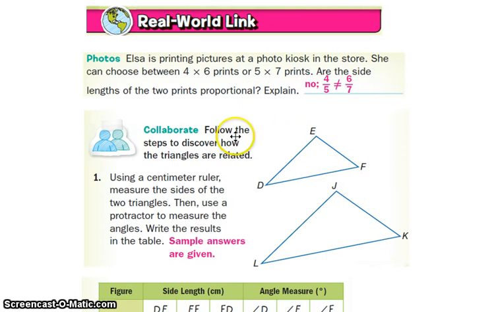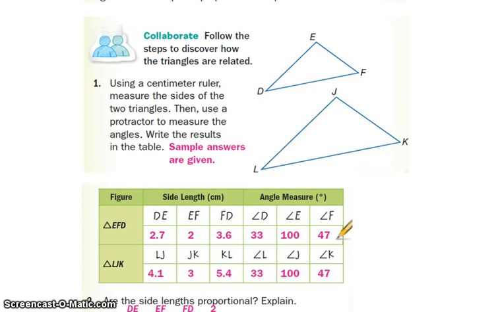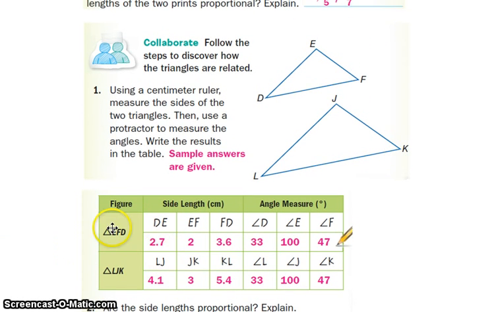All right? Let's look at the first problem down here. Use a centimeter ruler, measure the sides of the two triangles. Then use a protractor to measure the angles and write the results in the table. Now, you don't have to do those because I know most of you probably don't have a protractor or even a ruler at home. So I'll go ahead and show you what they are here. Triangle EDF. Here are the side lengths, DE, EF, and FD. And here are the angle measures, 33, 100, and 47.